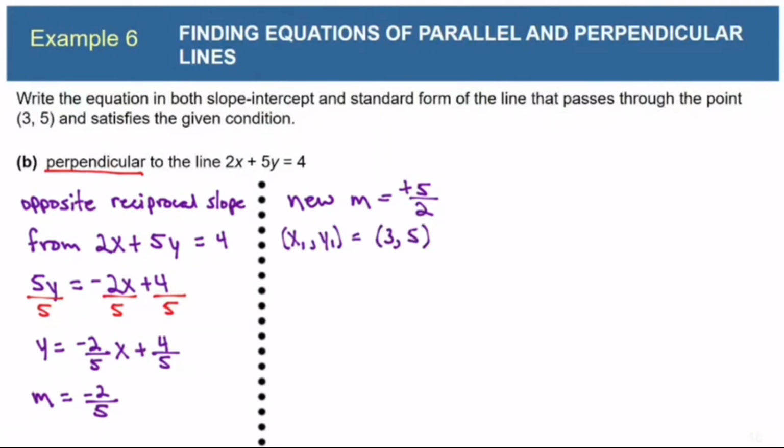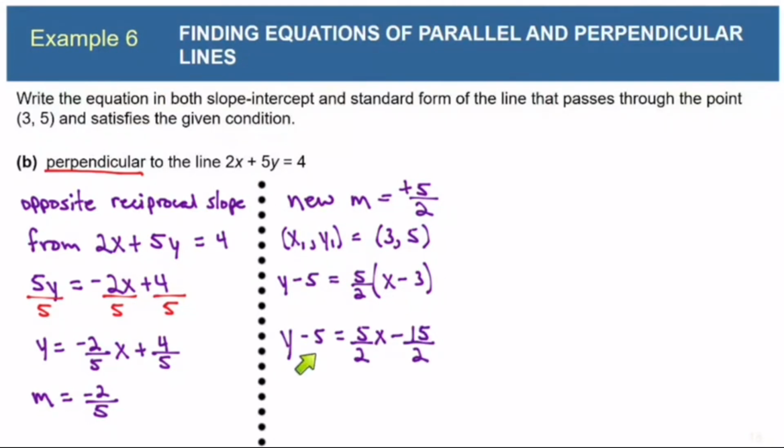Now, our new line needs to also still go through the point (3, 5), and so we will use the point-slope formula with this point and our new slope. We'll say y minus the y that we know equals our new slope times x minus the x that we know. Since they asked us to get the equation of the line in slope-intercept form and standard form, let's go ahead and get the slope-intercept form first because we're so close. Let's distribute the 5/2. 5/2 times x will be 5/2 x, and 5/2 times negative 3 will be negative 15/2.